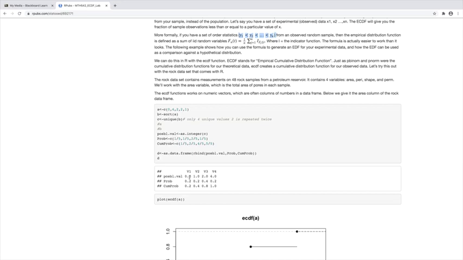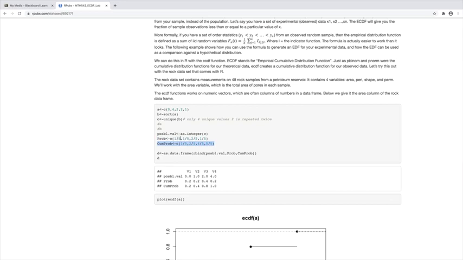The probability of getting 0 is 1 in 5. Probability of getting 1 is 1 in 5. Probability of getting 2 is 2 in 5. And probability of getting 4 is 1 in 5. So that's the probability, and then you just accumulate them.